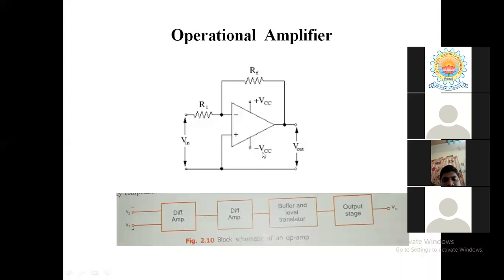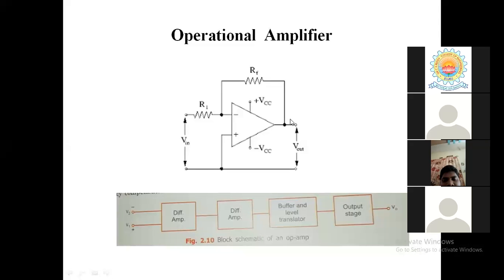Here we can see the operation. If the operational amplifier is ideal, the voltage gain should be infinite, the input resistance R suffix i has to be infinite, and the output resistance, here at the output terminals, must be zero, and the total bandwidth should be infinite.